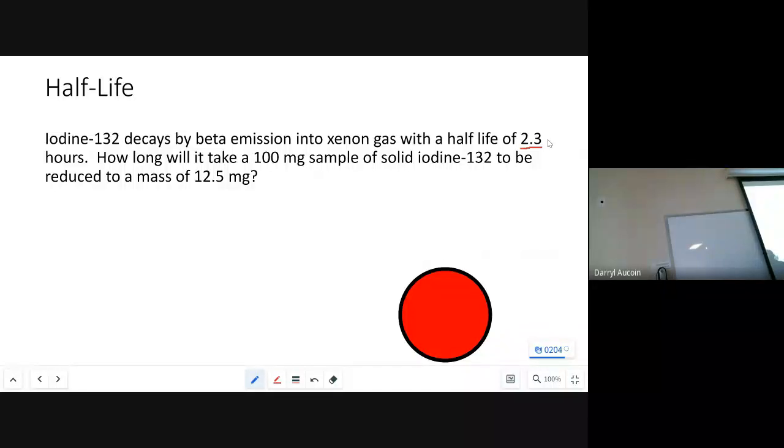So if you were worried about somebody having thyroid cancer or wanted to do a thyroid screen, one of the things they may have you do is ingest some radioactive iodine, iodine-132. They didn't ask for this question, but we could do it anyway. So if somebody were to ingest some of this iodine, it would go into their bloodstream and throughout their body.